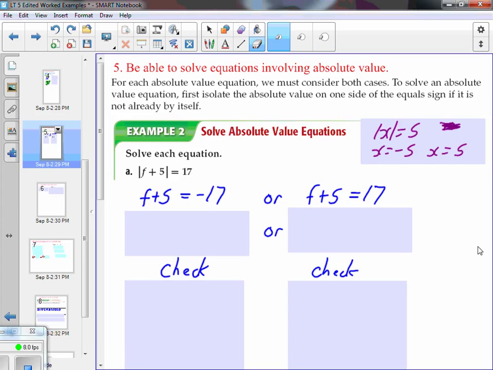Now, we have two equations to solve. The first one, f plus 5 equals negative 17. Subtract 5 from both sides. Negative 17 minus 5 is negative 22. Or, then solve this one. F plus 5 equals 17. Subtract 5 from both sides. 17 minus 5 is 12.